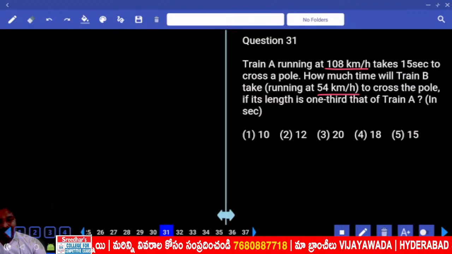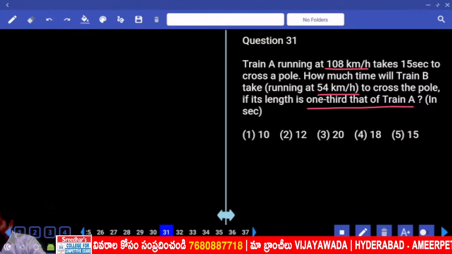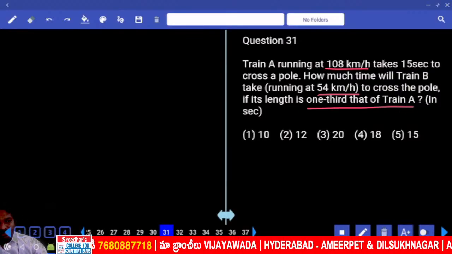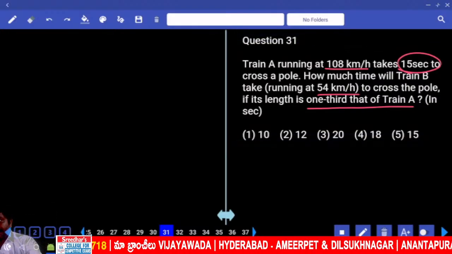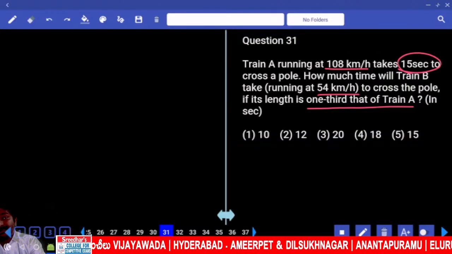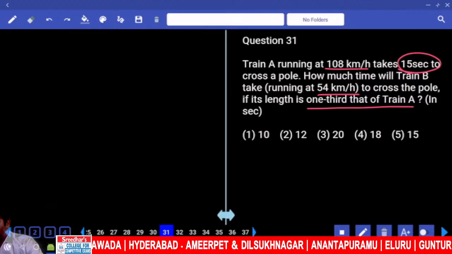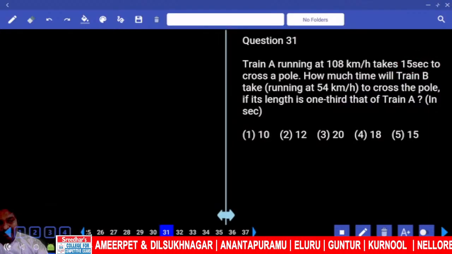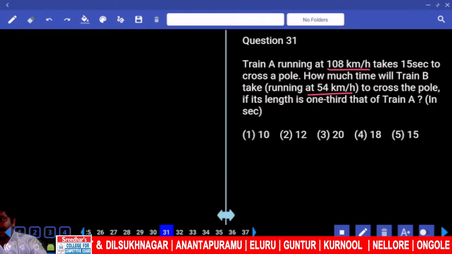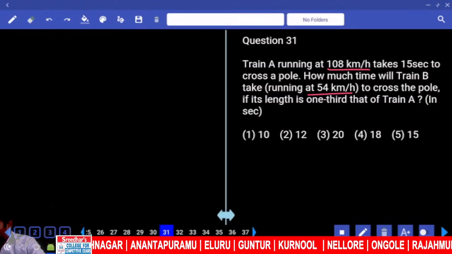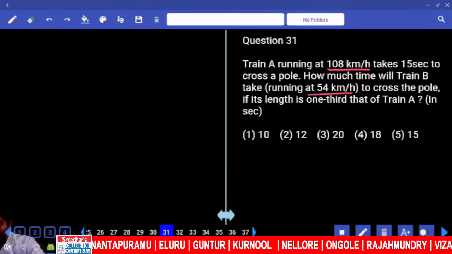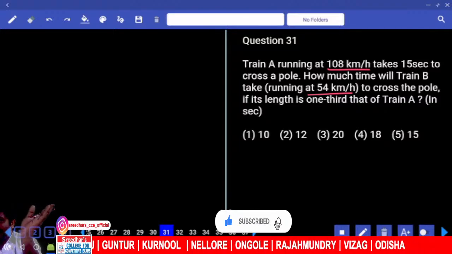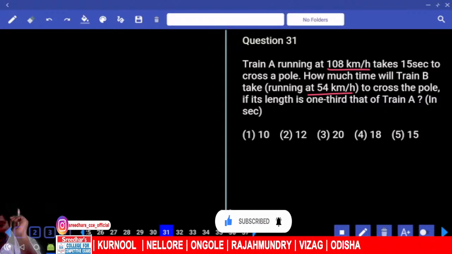If train B's length is 1/3 of train A's length, that means the distance becomes 1/3. Then the time also becomes 1/3. How much? 5 seconds, if both travel with the same speed. Now come to speed. Train B's speed is half of train A's speed. Then if speed is half, time will be double. Earlier it was taking 5, now it will take 10.